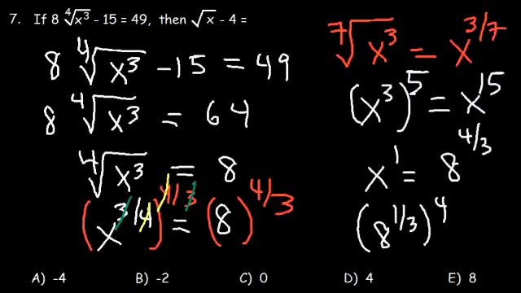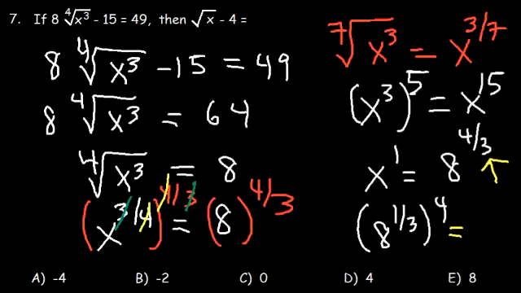So if you want to find out the value of 8 to the 4/3, the first thing you should do is take the cube root of 8. The number on the bottom is the index number. That's the root. And the number on the top is like the exponent. You're going to raise it to the 4th power. But first, let's find the cube root of 8.